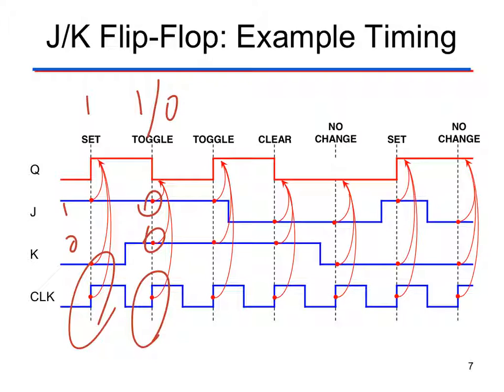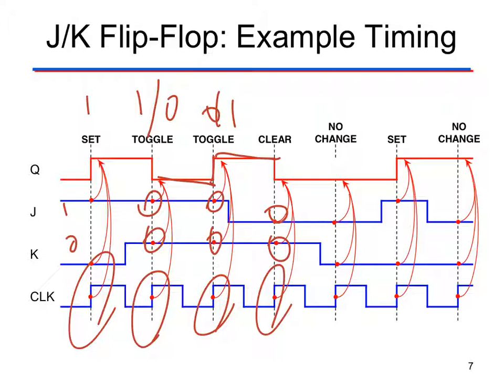We continue on. At the next rising edge, again both the J and the K are at a 1. Now it's going to toggle again. This time it's going to go from a 0, the rising edge happens, and it goes to a 1. So it toggled. Moving on to the next rising edge, it's a 0 on the J and a 1 on the K. It's going to clear, which means it's going to automatically become a 0. And that's basically how it works.